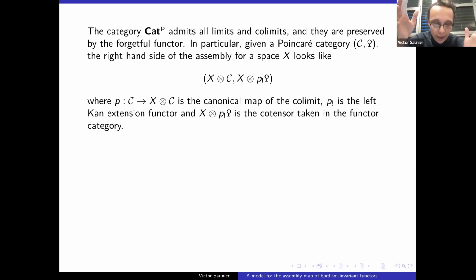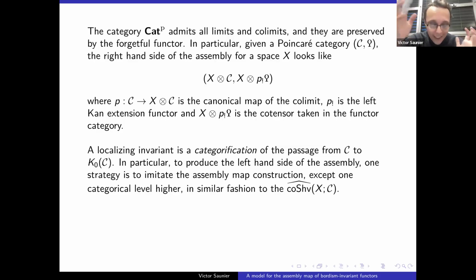So for our situation, the assembly map, right? You start with the Poincare category. You have a space X. The target of the assembly map is going to be X tensor C, equipped with some copa. And what is this copa? It's X tensor P shriek of copa. Here, P shriek of copa is the canonical map that goes from C to the colimit of the constant guy equal to C. And what I claim is that this is still an object in the category of functors, and I can take this tensor in the functor category.